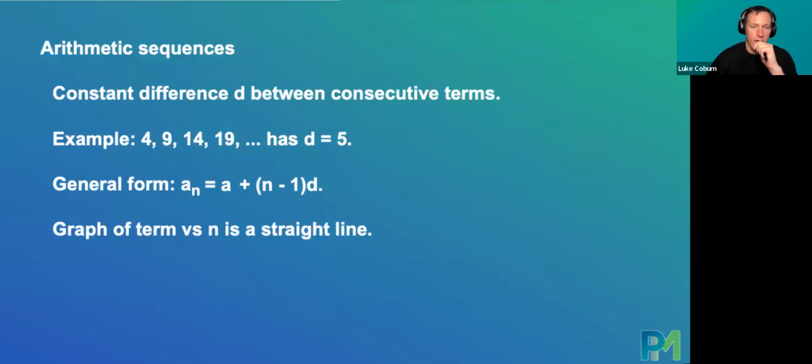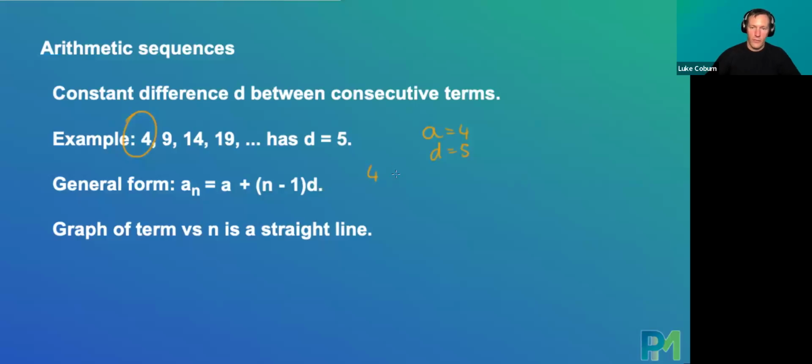Okay, so let's continue. If we have an arithmetic sequence, I'm going to write down an arithmetic sequence here. Now, the first number in the sequence is 4, so A is equal to 4, and D is equal to 5. Then we have the general form, An is equal to A plus (n minus 1) times D.